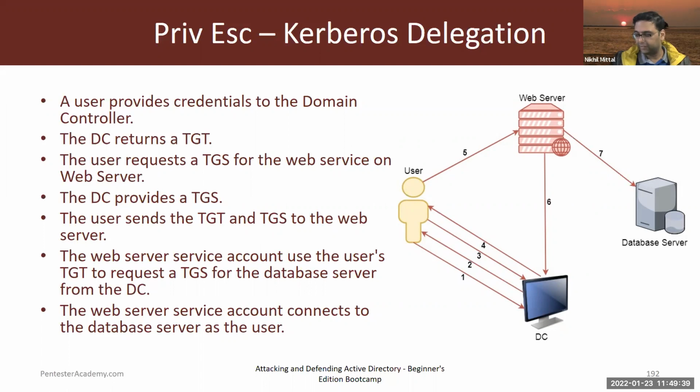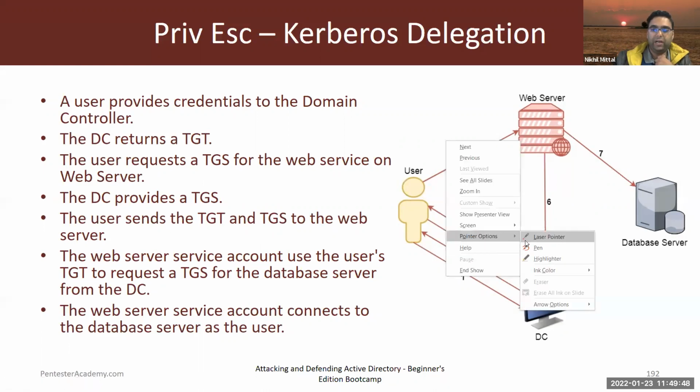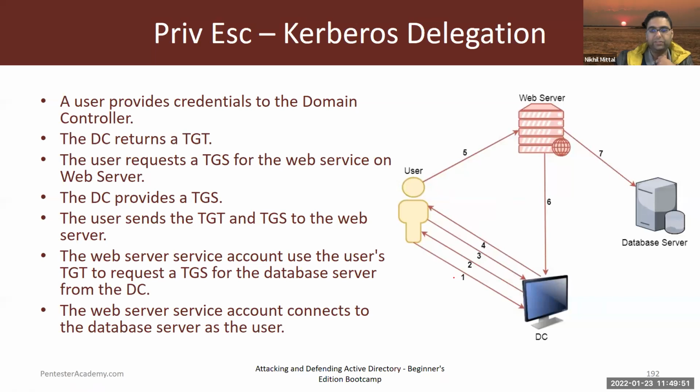Now, once that is clear, let's understand unconstrained delegation. Steps 1, 2, 3 are pretty similar to the Kerberos steps that we saw earlier. Step 1, Kerberos pre-auth: a timestamp encrypted with the user's NTLM hash is sent to the DC. The user secret is sent to the DC. The DC decrypts that and returns a TGT. Step 3, the user provides that TGT and requests a TGS for the web server.